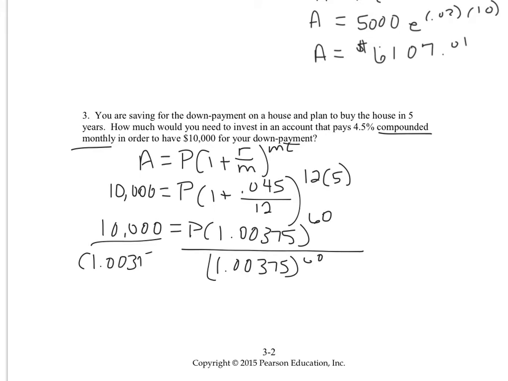Now, you have some options on how to get this into the calculator correctly. One thing that you can do is hit the 10,000 divided by, and then just make sure you open a parentheses before you do the 1.00375 raised to the 60th power. Don't close the parentheses until after you've put the exponent on. Otherwise, your calculator will think you're trying to do something different than what you really want it to do.